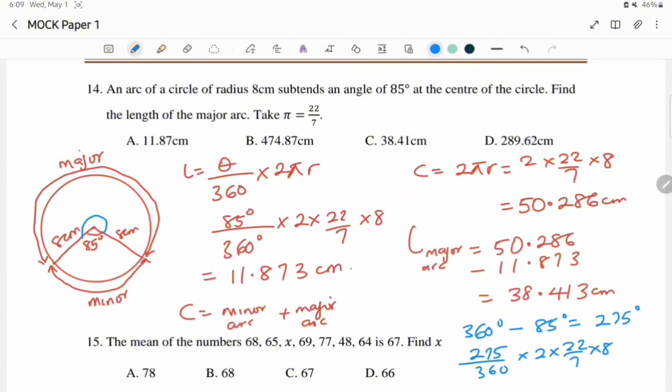This second method is actually the faster method, considering that you have 90 minutes to solve 50 questions. So you need to be fast, but at the same time accurate. So the second method is actually faster, but you can as well use the first method, just that it takes a longer time.